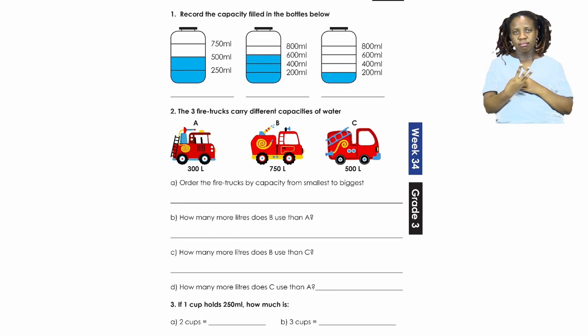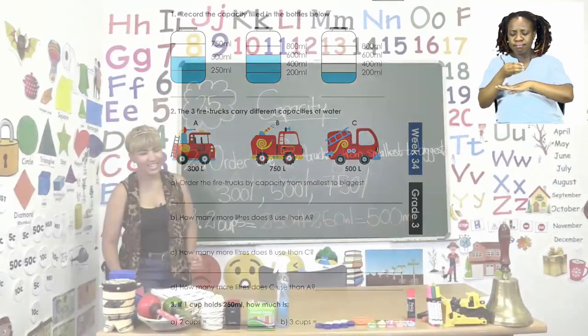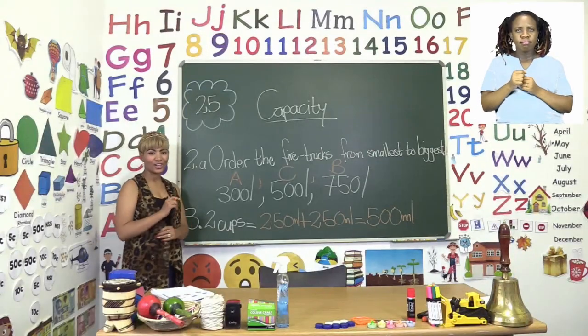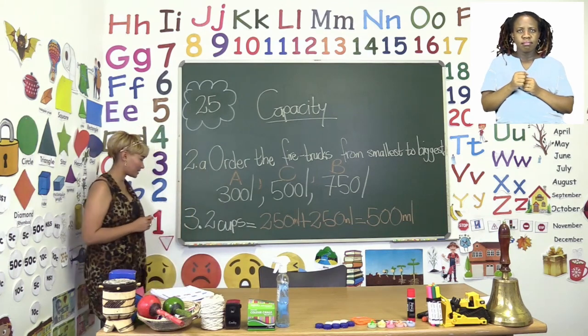Let's quickly have a look at number 3 in your workbook. For number 3, it says, if 1 cup holds 250 milliliters, how much is A, 2 cups, and B, 3 cups? Once again, I did A on the board, so let's see how you have to go ahead and calculate the capacity of these cups.